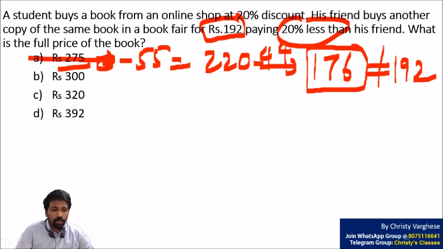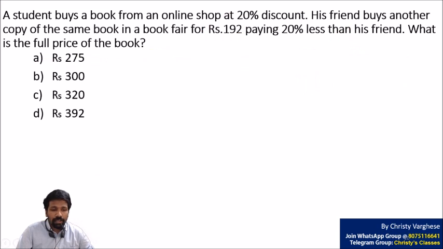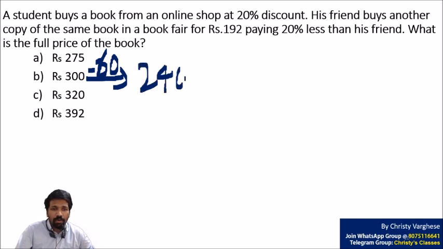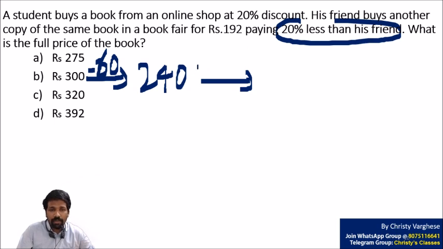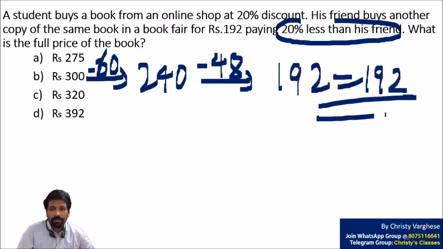Likewise, you try the second option also. As I told, when option C or D is the answer, you have to try almost 3 times. On 300, 20% discount means 20% is 60. 10% is 30, 20% is 60. So 300 will become 240. On 240, the second friend is getting 20% discount. 24 is 10%, 20% is 48. 240 minus 48 is 192. Exactly what the question also says. So no contradiction. So option B is the answer.